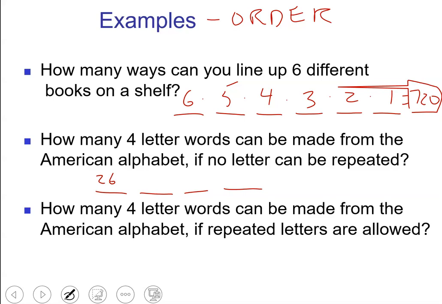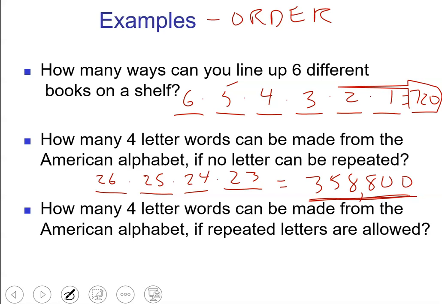If I choose one here, I can't repeat it over here, so I have to decrease it by 1. Decrease again, and decrease one more time. And again, I multiply those all together. That's the fundamental counting principle. So again, using your calculator, fairly large number there. It should be 358,800.